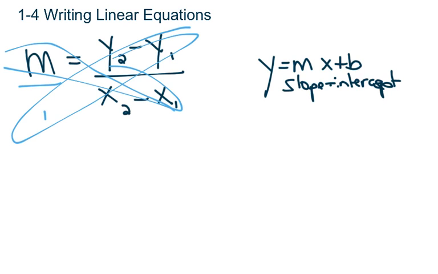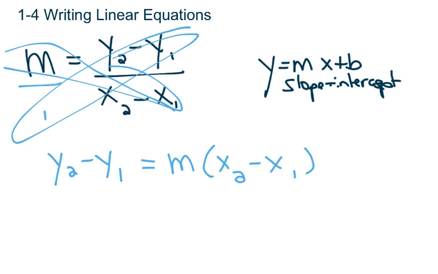If I cross multiply, I end up with y2 minus y1, because that's what y2 minus y1 times 1 is, equal to m times x2 minus x1. This formula has a special name. It's called point-slope form. I can tell you in calculus, you often want to write your linear equations in point-slope form because it is the fastest way to write your equation.